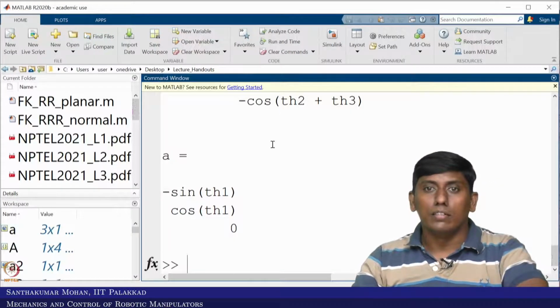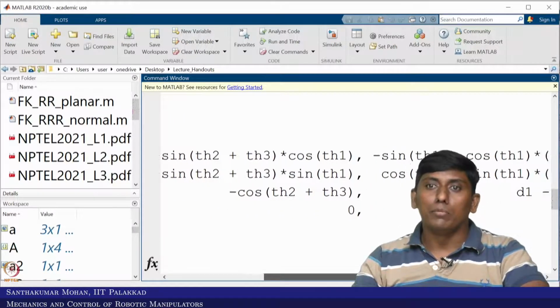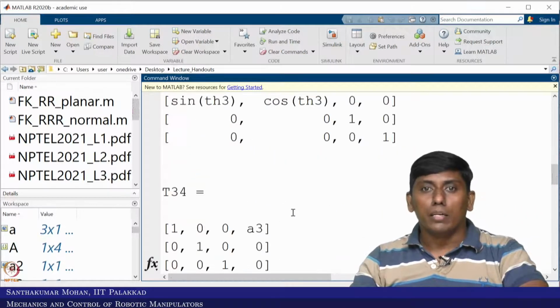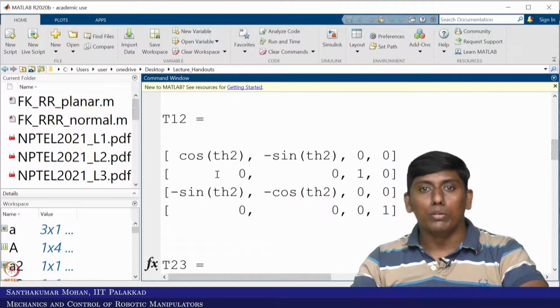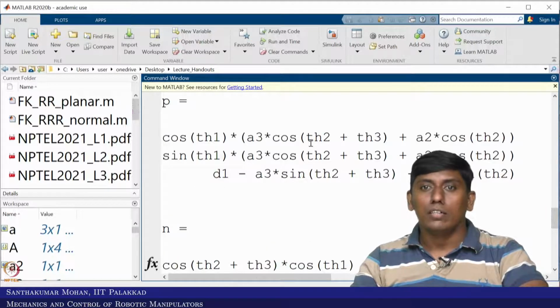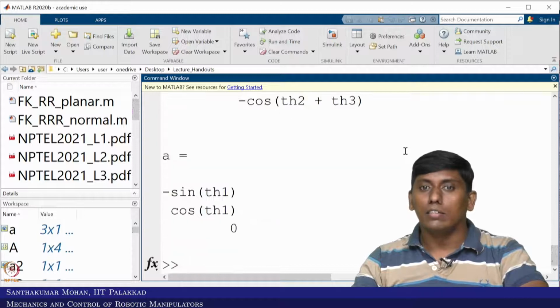You can see this is the final output of T01. Anyhow, I will be sharing the same code with you in the lecture material. You can also run it and cross verify. Now you can see the individual transformation matrices T01, T12, T23, T34, and this is the position vector. The position vector is exactly matching what you obtained in the previous lectures through the straightforward relation, and this is the normal, this is the sliding, and this is the approach vector.